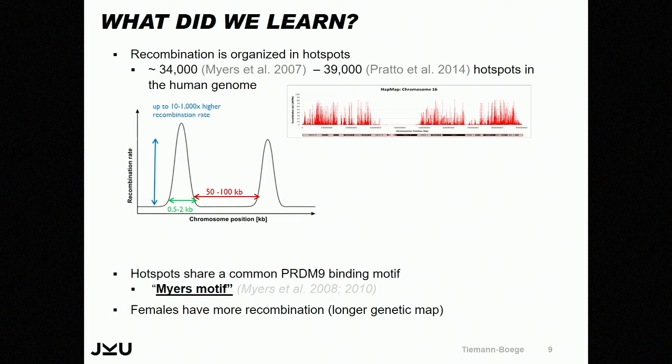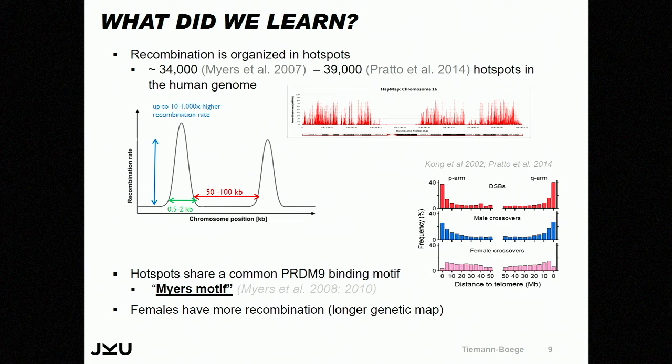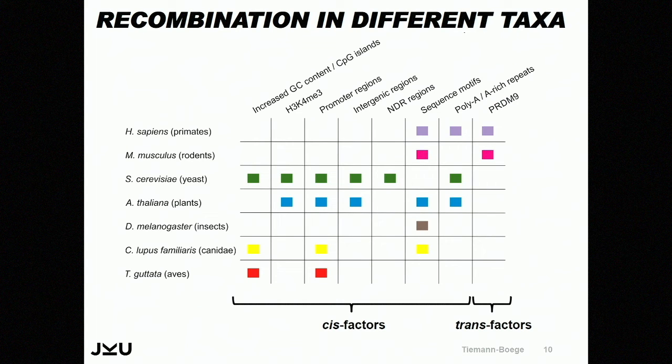And what we also know now about recombination hotspots is that females have more recombination, they have more crossovers, they have a longer genetic map. And we also start seeing effects where females have less recombination at subtelomeric regions, versus the males have a much higher increased recombination exactly in those regions. So there's very specific differences between males and females, not only hybrid sterility, but also in terms of when and how recombination happens.